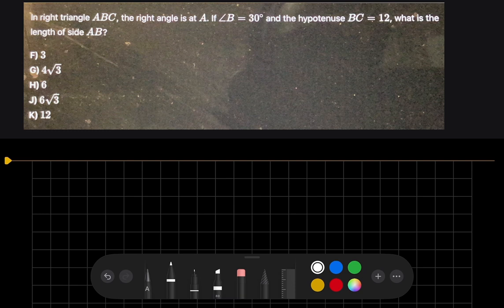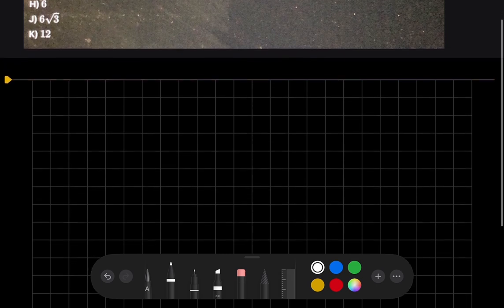So in right triangle ABC, the right angle is at A. If angle B is equal to 30 degrees and the hypotenuse is equal to 12, what is the length of side AB? So first things first, let's draw our triangle to the dimensions that they mentioned above.